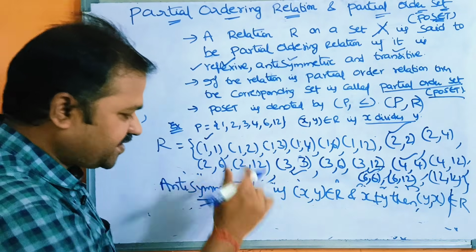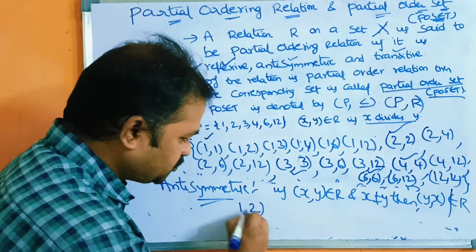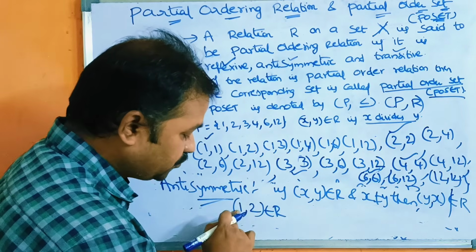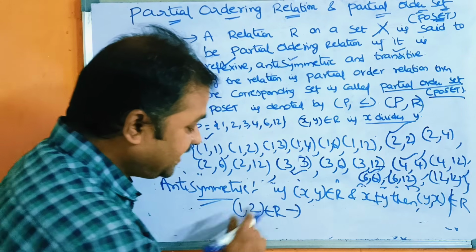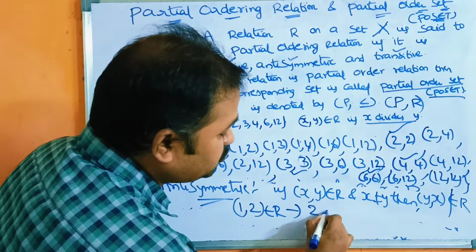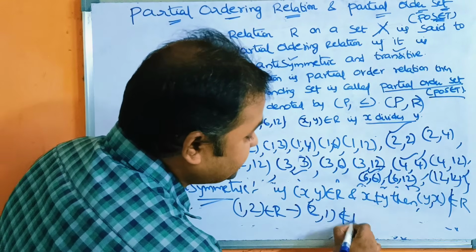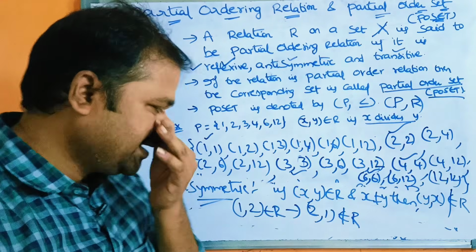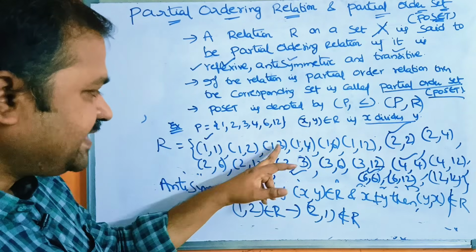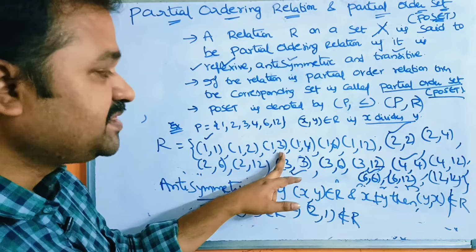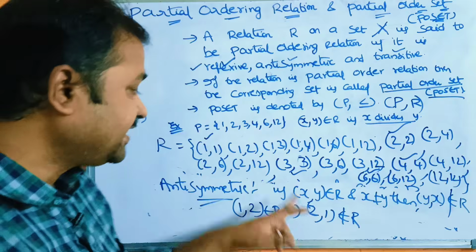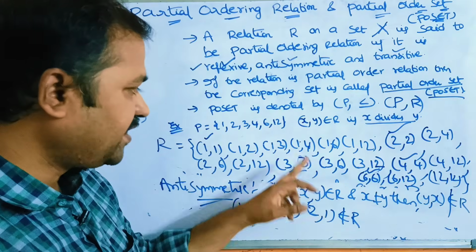If you consider 1 comma 2 belongs to R and 1 is not equal to 2, then 2 comma 1 doesn't belong to R. If you check the relation, here we don't have 2 comma 1. So there is no problem. Next, let us see 1 comma 3. 1 comma 3 belongs to R, then 3 comma 1 should not be present in the relation. Here we don't have 3 comma 1.